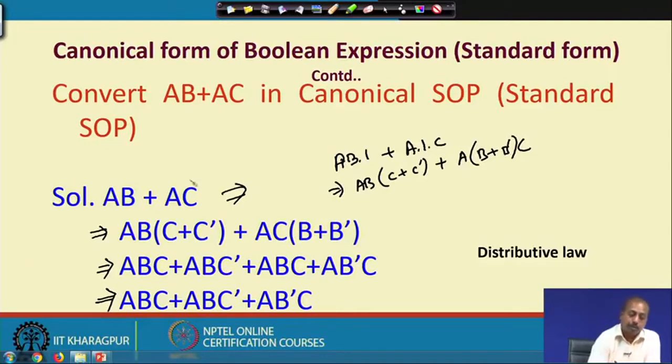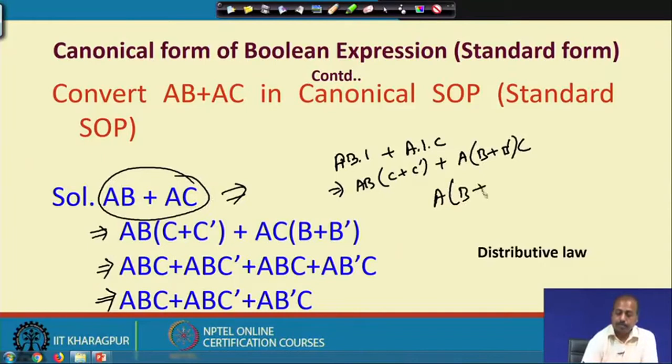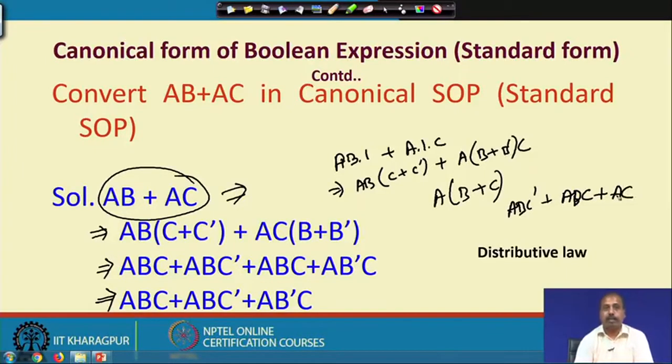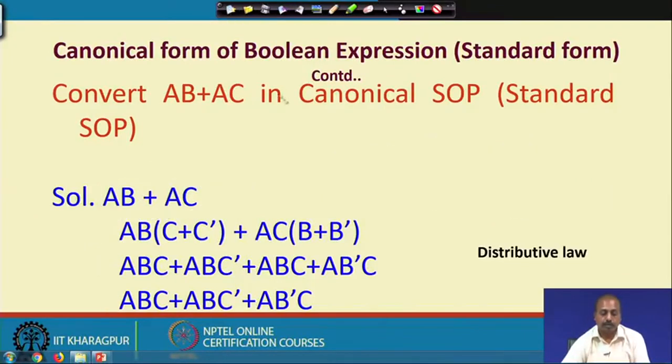Whatever be the different forms in which you write this, somebody may write it as A into B plus C, somebody may write it as say ABC bar plus ABC plus AC. In this way different people can write the same first expression in different forms, but if you convert it into canonical form, then all of them will become same. That is the beauty of the canonical form.